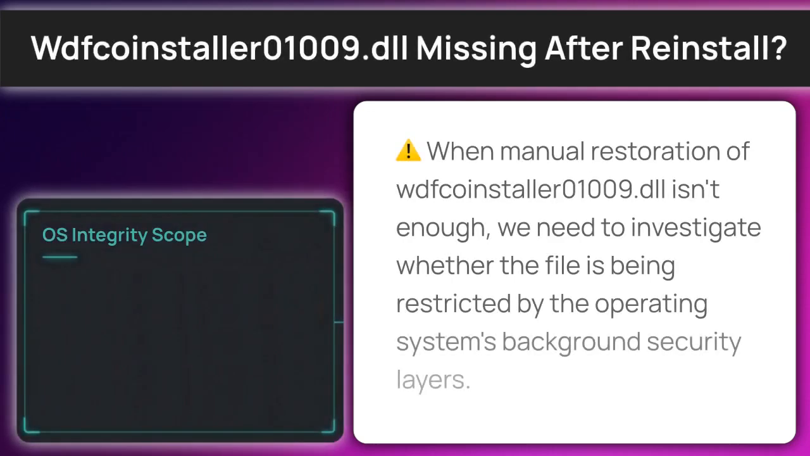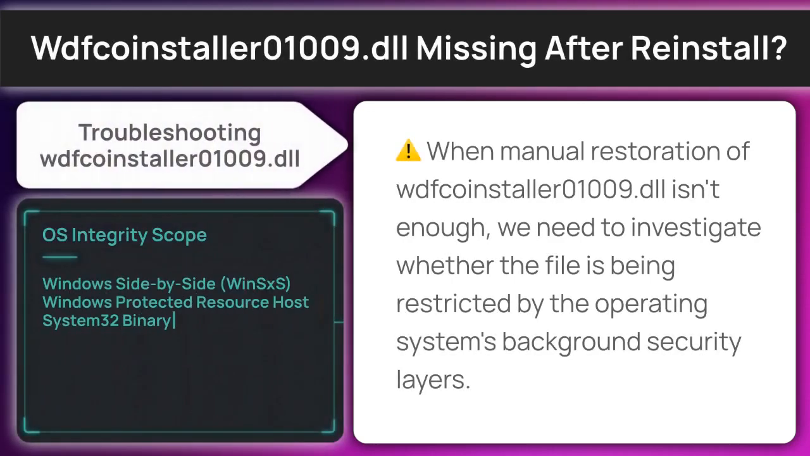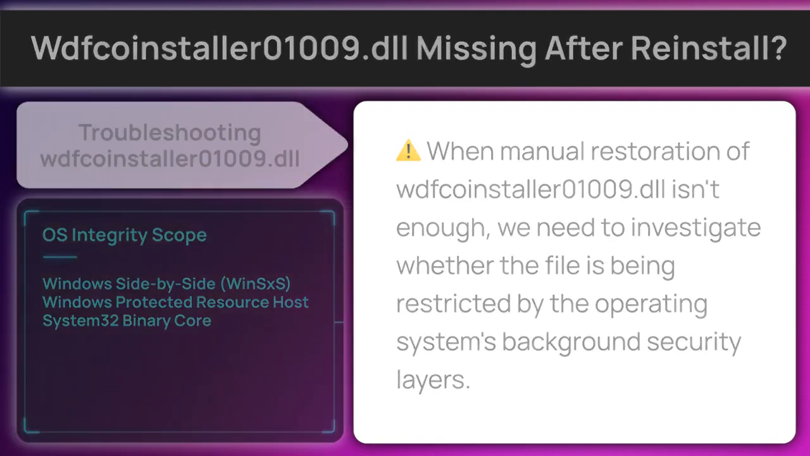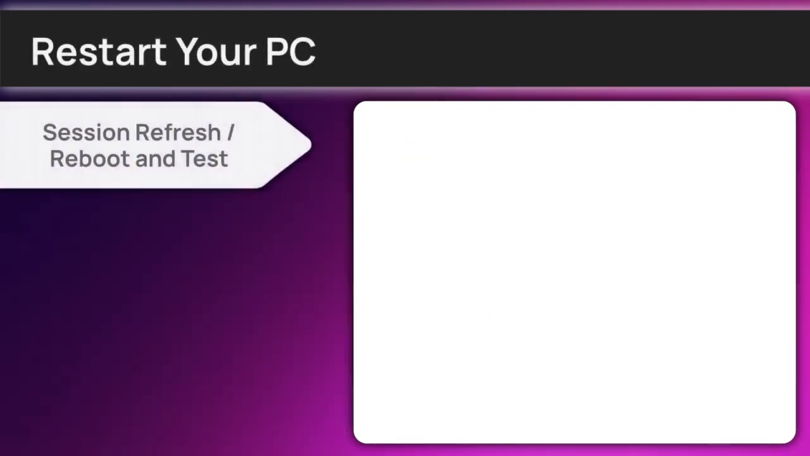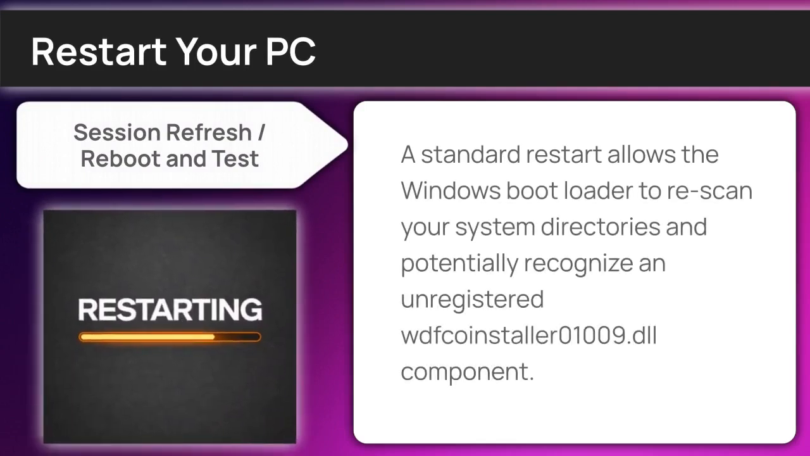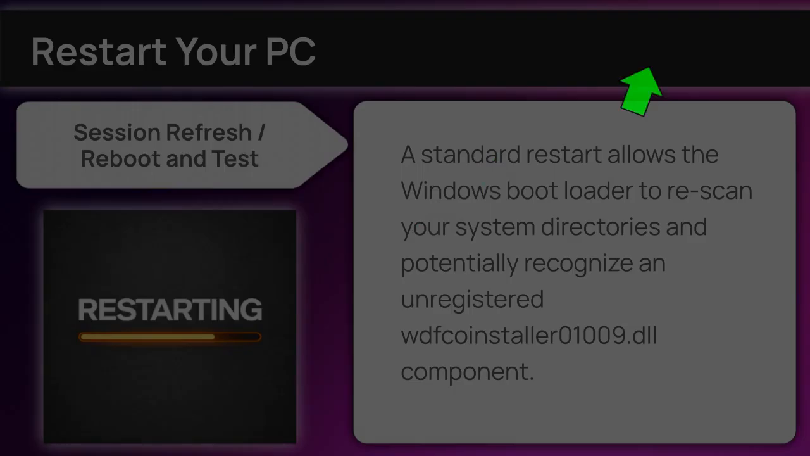If no luck was had with the redistributable package, we will escalate the fix by performing a targeted reset of the system state. A quick reboot can determine if the error is transient. While it won't fix a deleted file, it can re-establish the connection between your software and the wdfcoinstaller file if the path was temporarily busy.